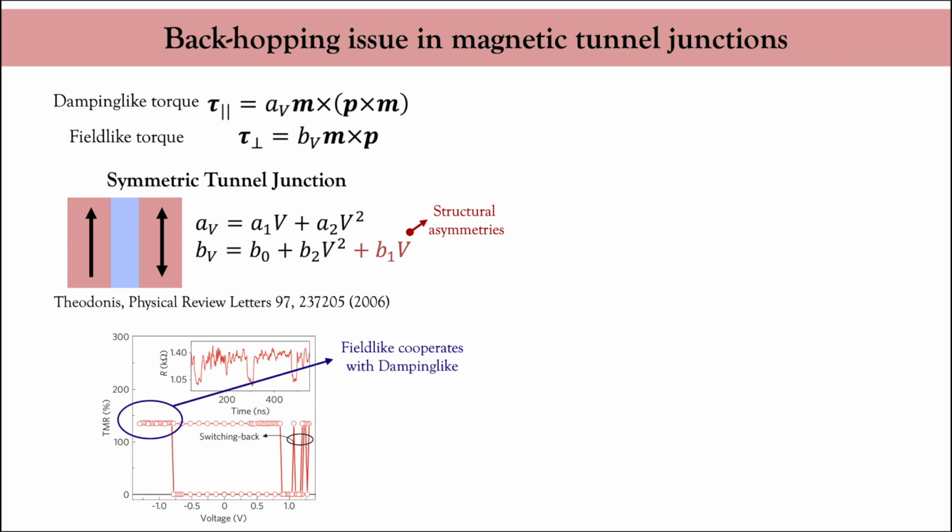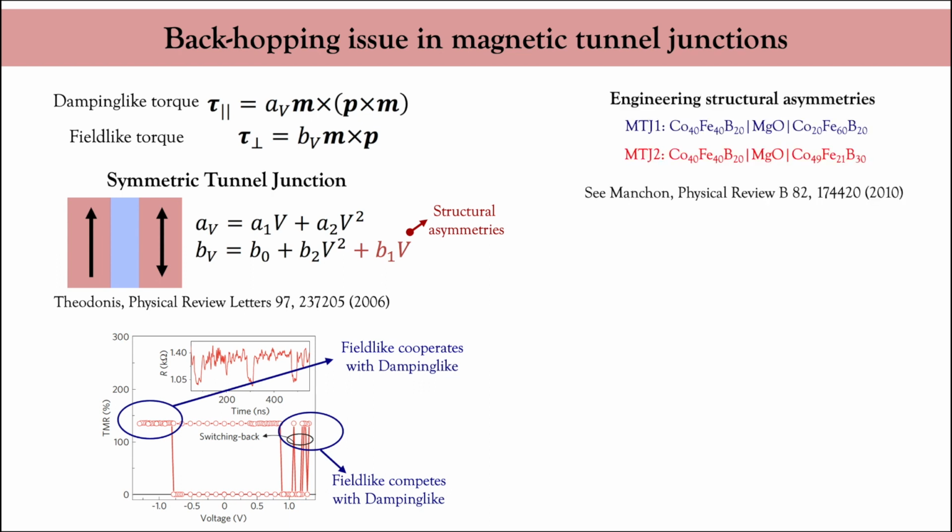When they cooperate, the magnetization direction is stable, but when they compete, they trigger large magnetic fluctuations that are called backhopping, because the magnetization hops back and forth between parallel and anti-parallel configuration. To solve this issue, one can engineer the structural symmetry breaking, as done in this work led by Kyung-Jin Lee at KAIST.